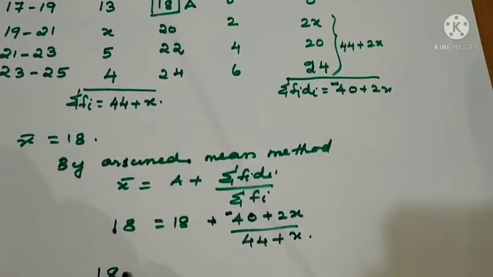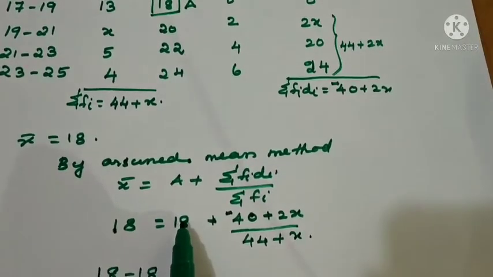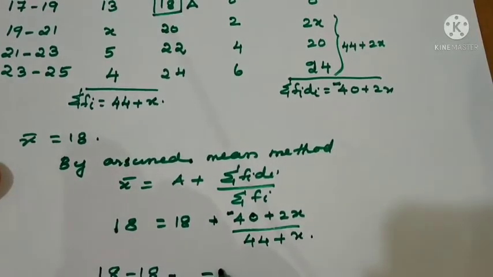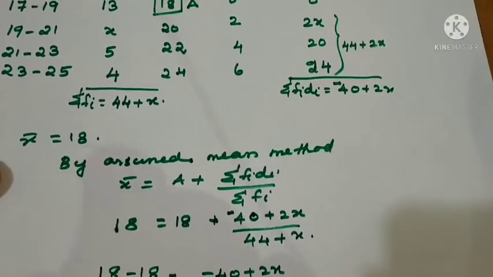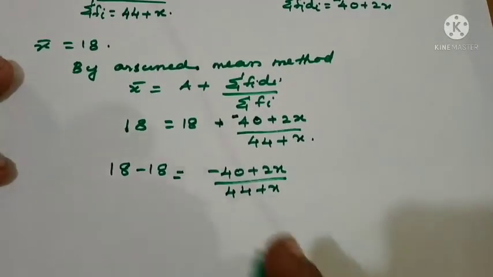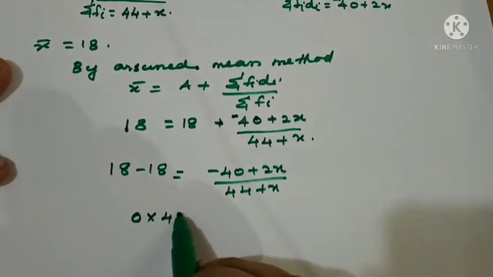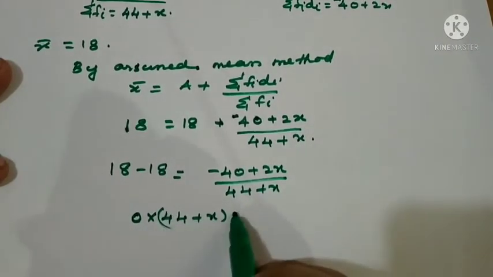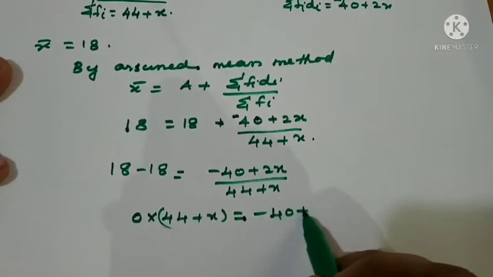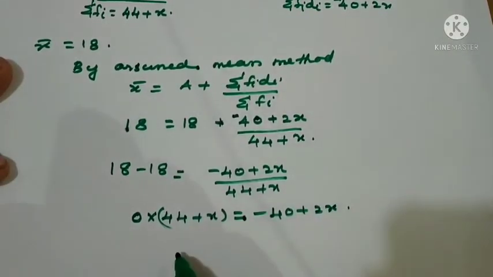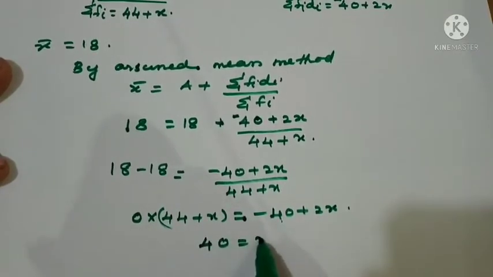So 18 minus 18, don't take the LCM, always bring the single term here, that is 18, this side it is equal to 0. So minus 40 plus 2x divided by 44 plus x equals 0. So 0 into 44 plus x equal to minus 40 plus 2x. So 0 into 0, 0 only, minus 40 I am bringing to this side, so 40 equal to 2x, or x equal to 20.